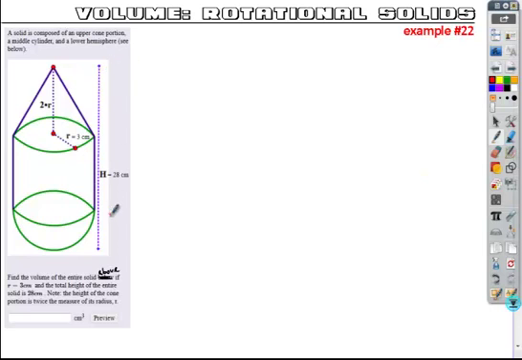You're told that this entire solid is 28 centimeters, and the radius of each of those solids of rotation is 3. Okay, well, if that's 3, then that means that the height of this cone is twice the radius, or 6. So from here to here is 6 units.